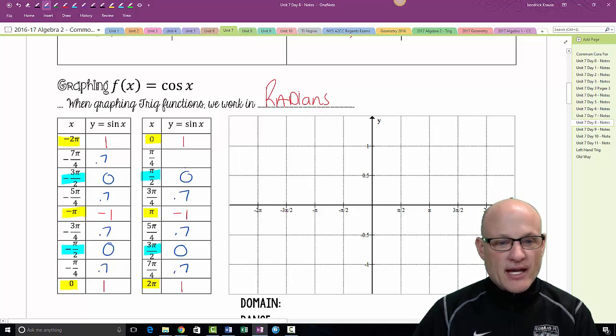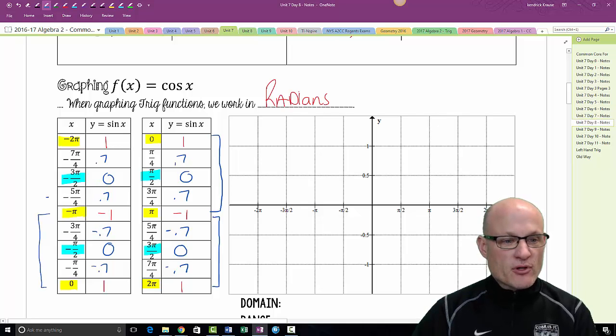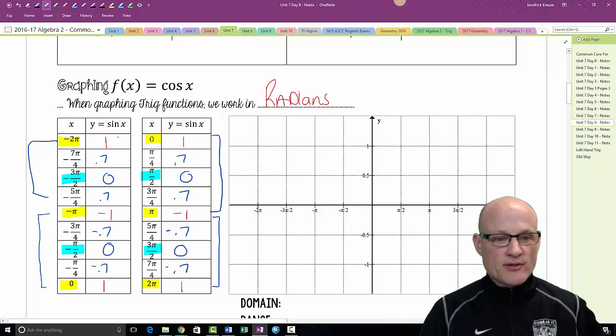But you got to remember what quadrant I'm in. First quadrant, second quadrant, cosine's negative. Third quadrant, everything's negative in the third quadrant. And in the fourth quadrant, cosine's positive. All right, so we're good with that.